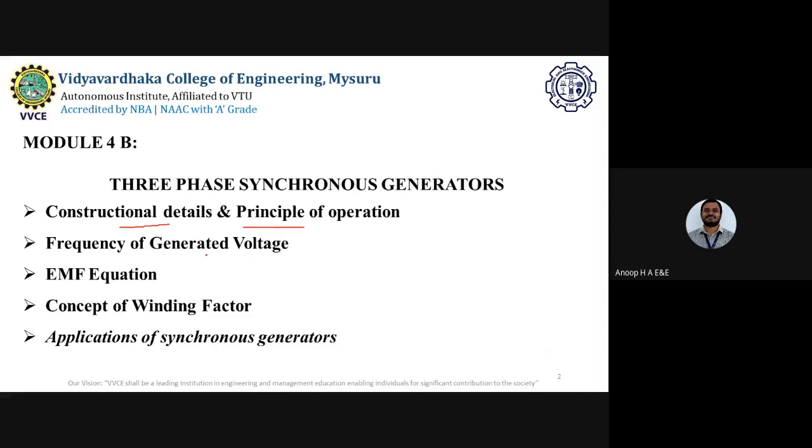Next we have different types of rotors, which come under the constructional details only. After the constructional details of the machine are done, we are going to have different types of rotor construction, and then an introduction to the three-phase synchronous generator. Later we are going to discuss the frequency of the generated voltage, and next the derivation of the EMF equation.